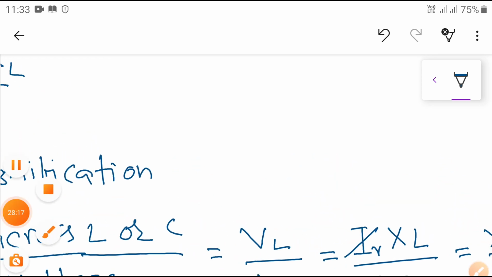Now I think you have some idea about the RLC resonance circuit, what the resonance frequency is, and what the quality factor is if the RLC is connected in series.